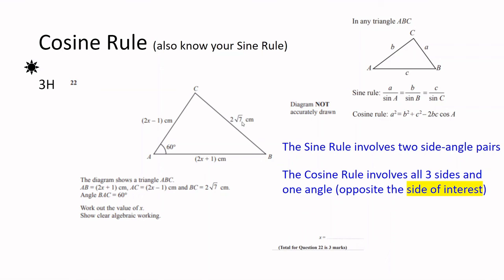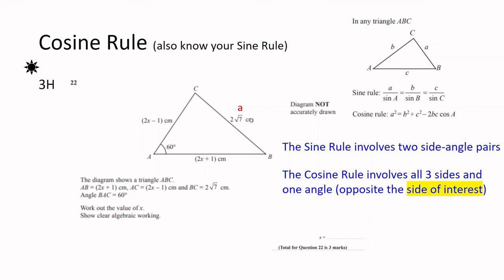So in this question, we actually know all 3 sides and the angle. However, 2 of these sides are written algebraically, so we're going to use the formula to work out an equation which we can solve to find x. So substituting into that formula, I'm going to use this as a, and then it really doesn't matter whether I call this b or this one c.